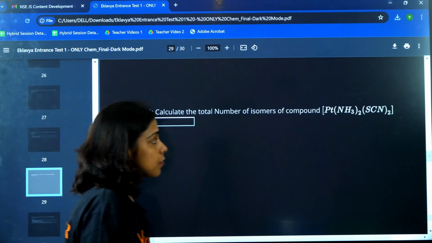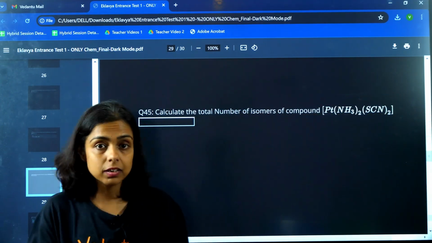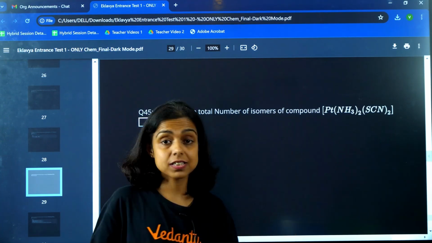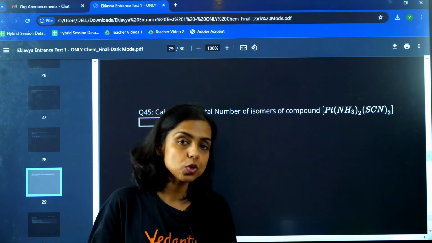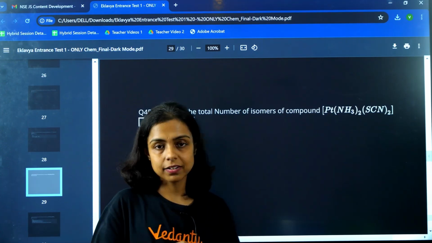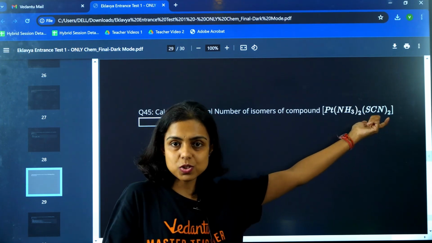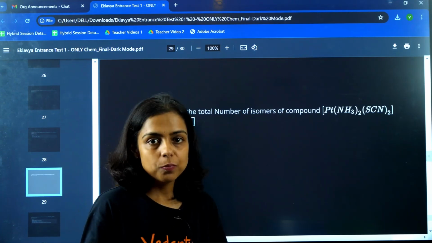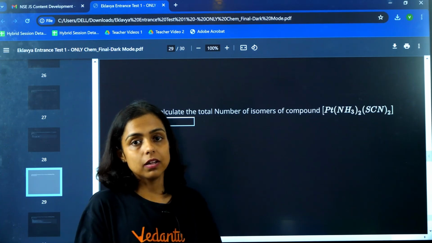Okay, calculate the number of isomers of this complex. Platinum complex, you know platinum in coordination number 4. The complexes are square planar. If they are square planar complexes, you have ammonia, you have thiocyanate ion, which can also be isothiocyanate because of the difference in the linkage, whether the donor atom is nitrogen or sulfur. So we can have thiocyanate or isothiocyanate, and it is a square planar complex. So cis and trans geometrical isomerism is there because it is a square planar complex, platinum complexes.